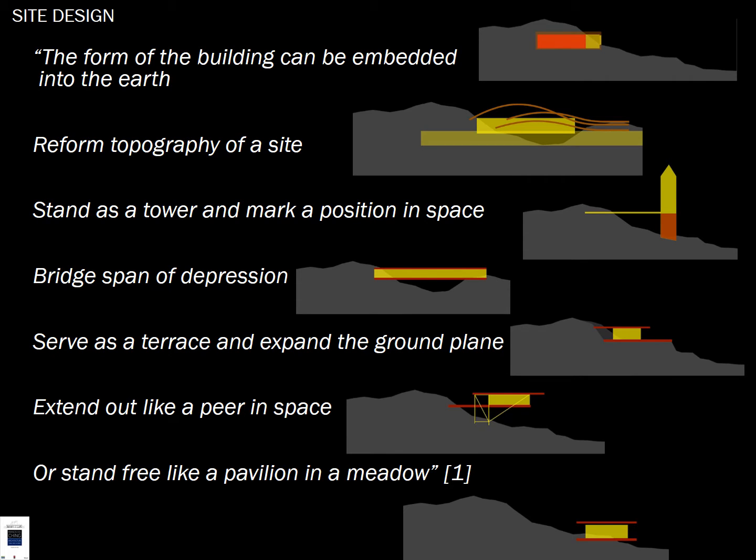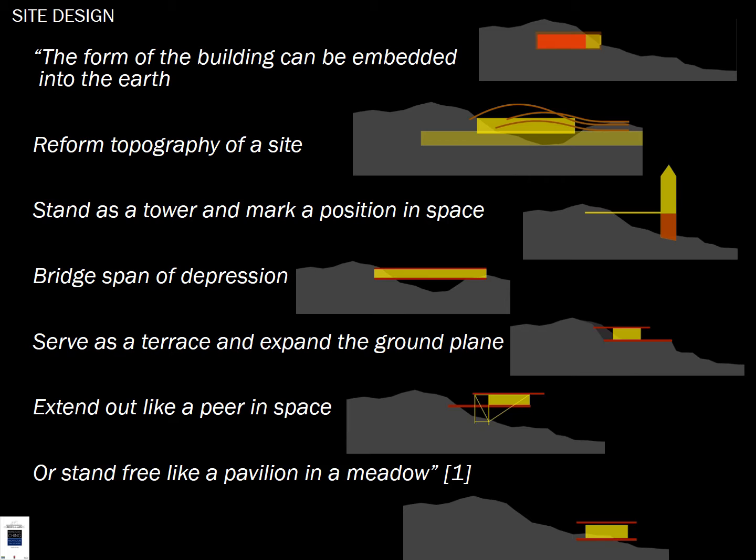So now in site design, we want to think about the terrain and how we're placing our form, our building. It can be embedded into the earth. Frank Lloyd Wright would want to do that. The Taliesin, the brow of the site of the hill. Don't destroy the hill by putting the building on top, he would say. In the second one, you could reform the topology of the site with your cut and fill.